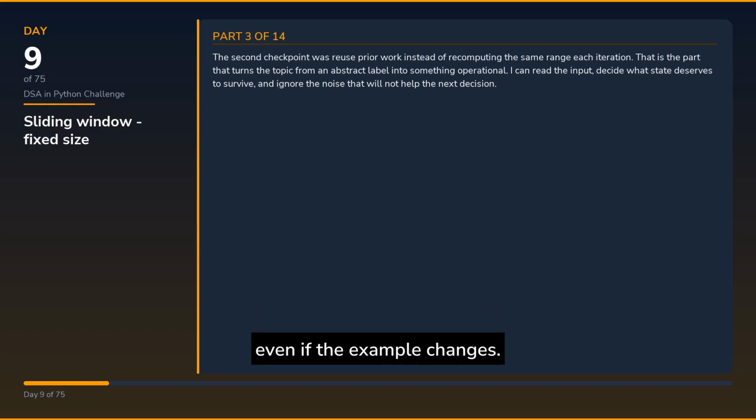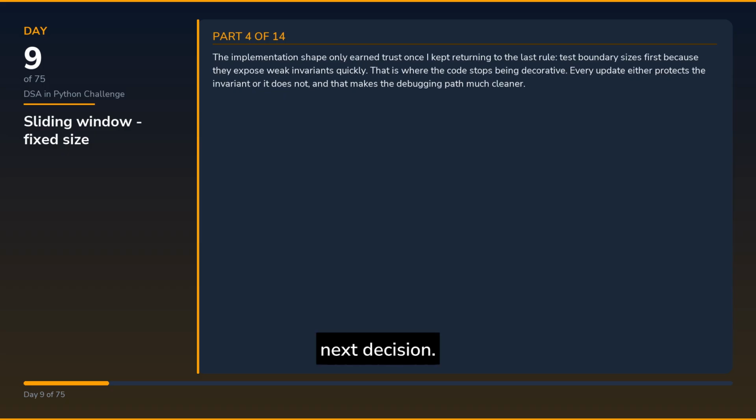The second checkpoint was reuse prior work instead of recomputing the same range each iteration. That is the part that turns the topic from an abstract label into something operational. I can read the input, decide what state deserves to survive, and ignore the noise that will not help the next decision. The implementation shape only earned trust once I kept returning to the last rule.